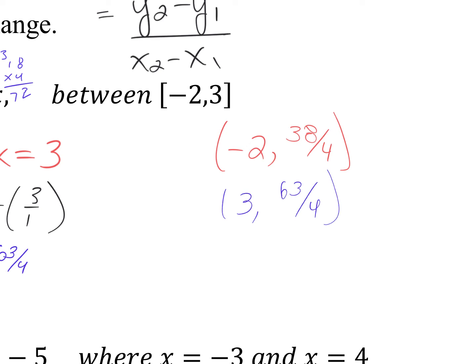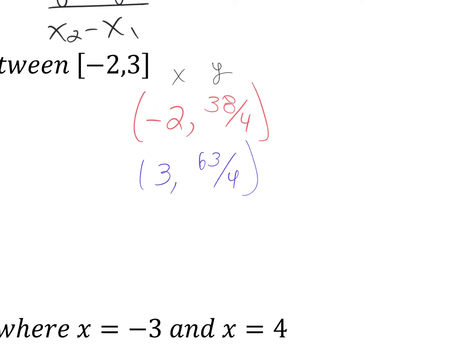Okay, I have an x value, I have a y value for both. That means we can find the average rate of change. I'm going to write 63 over 4 minus 38 over 4, right? Y2 minus Y1 over, since I started with 63 on the bottom, I'm going to start with 3 on the top, so 3 minus negative 2. So what's 63 in the numerator, guys? What's 63 minus 38? 25 over 4 divided by 5 over 1.